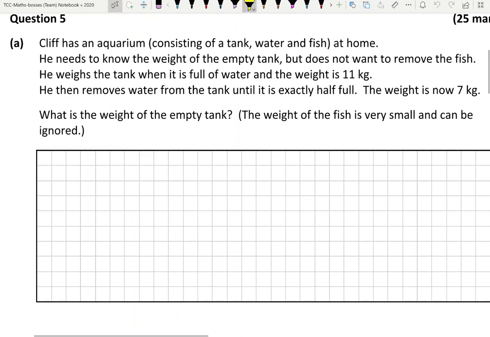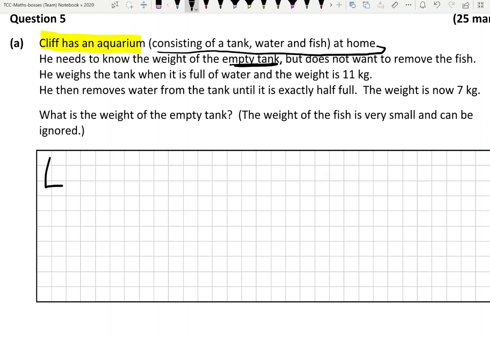So let's read. Cliff has an aquarium. So hopefully you know what an aquarium is. In case you don't, they tell us what an aquarium is. It consists of a tank of water and fish. Okay, and he has this aquarium at home. He needs to know the weight of the empty tank. So he needs to know that weight of the empty tank.